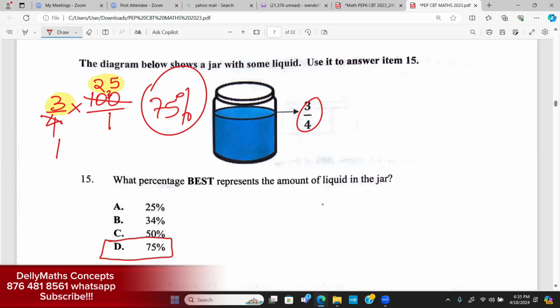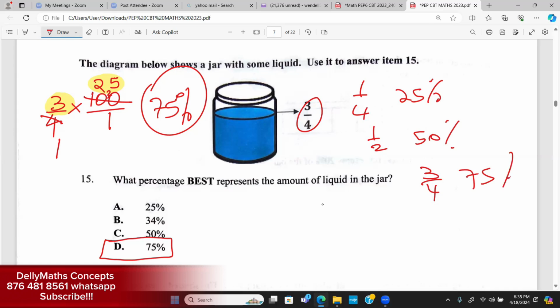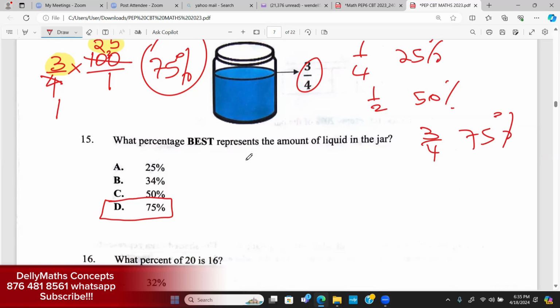And then again, 3 over 4 is something that you want to know. 1 over 4 is 25%. 1 over 2 is 50%. 3 over 4 is 75%. These are some little things that you want to make sure that you have up your sleeve going into this exam.